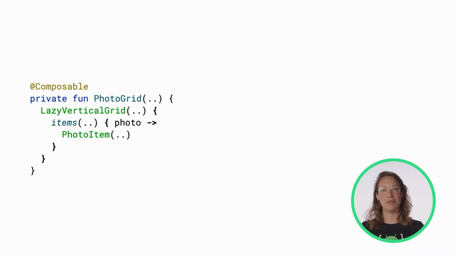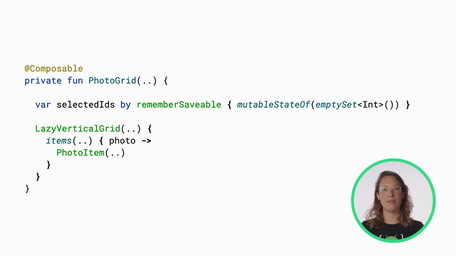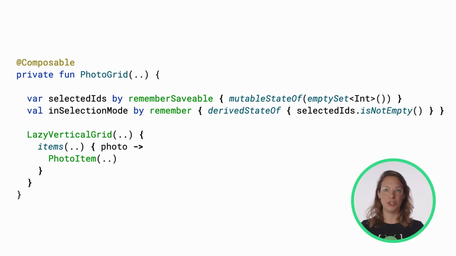We will keep track of this information in the photo grid composable. Remember that the photo grid composable is currently simply showing a lazy vertical grid with the photo items in it. We add a variable selected IDs to keep track of all the photos that the user selected. Note that we use remember saveable here so that the variable is persisted across configuration changes. In addition, we want a simple boolean to tell us whether or not we are currently in selection mode.